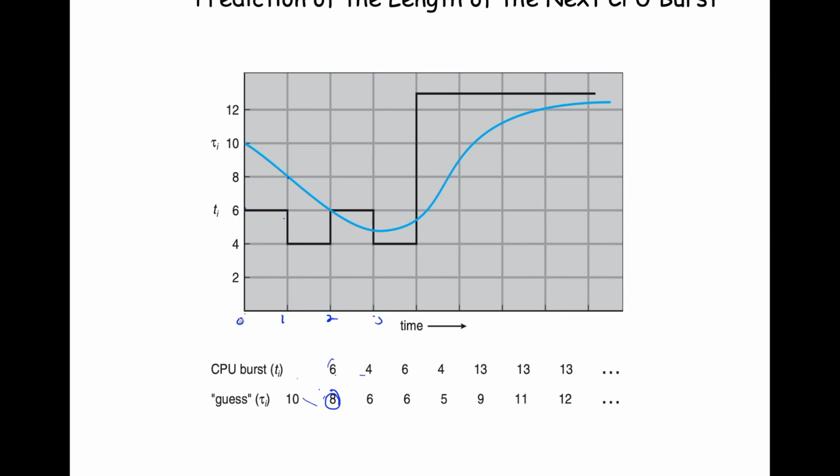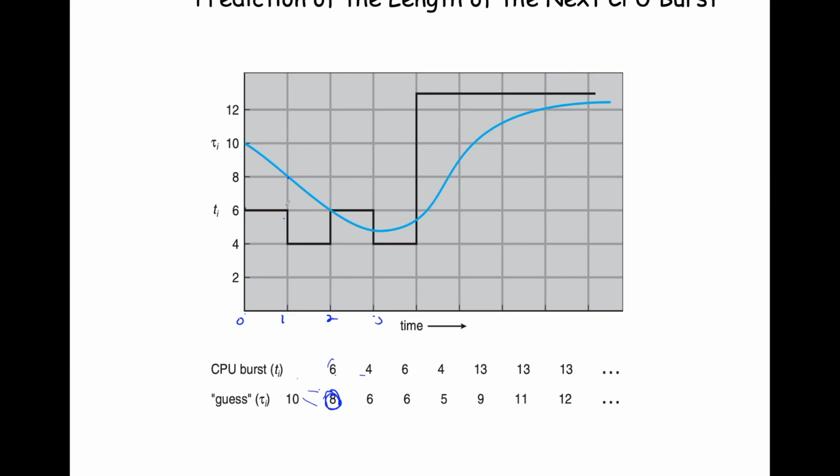At time step 0, we have a predicted burst of 10, and then we measure our burst at 6. And so now when we go to compute the next burst, tau n plus 1, which is tau 1, we take 50% of 10, that's 5, plus 50% of 6, that's 3, that's going to be 8. And so the next burst time is going to be 8. That's the predicted at time step 0. So the next one predicted is going to be 8.